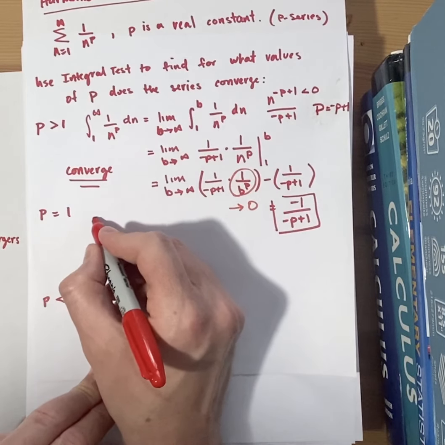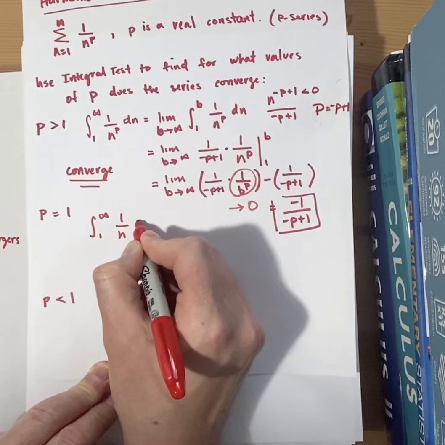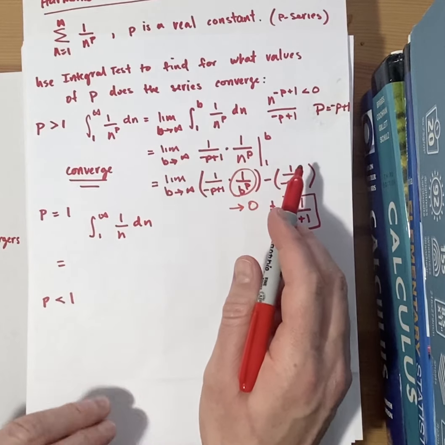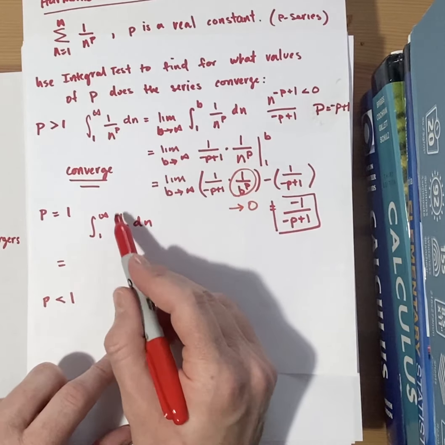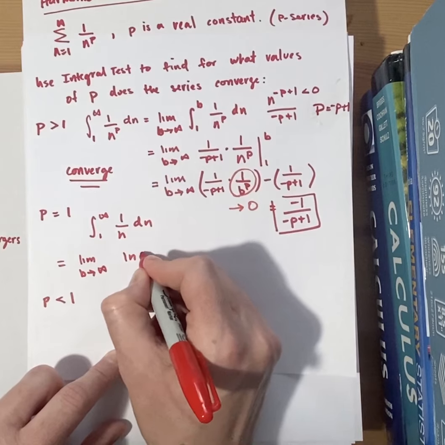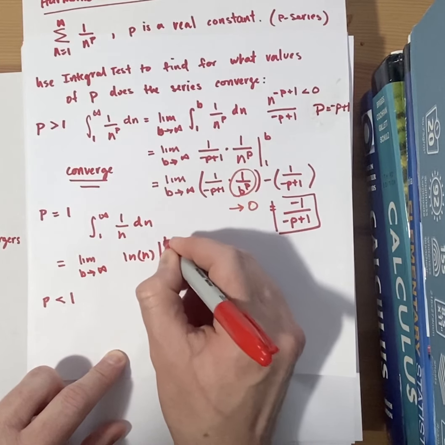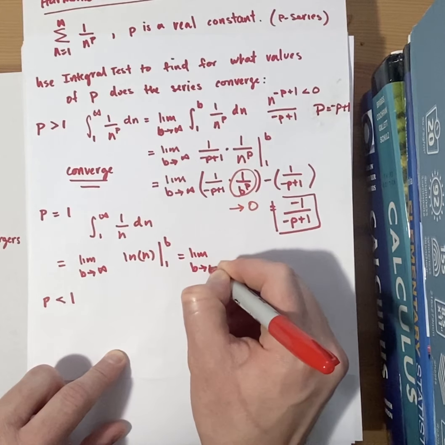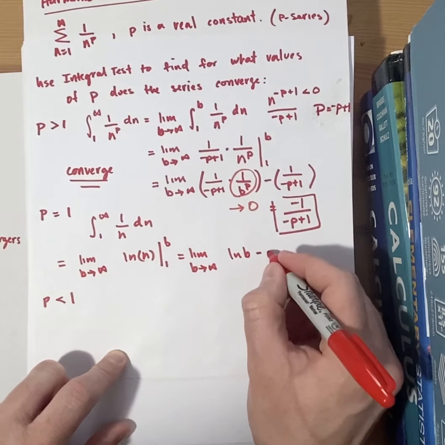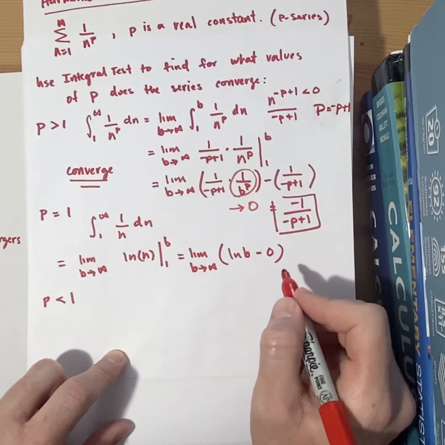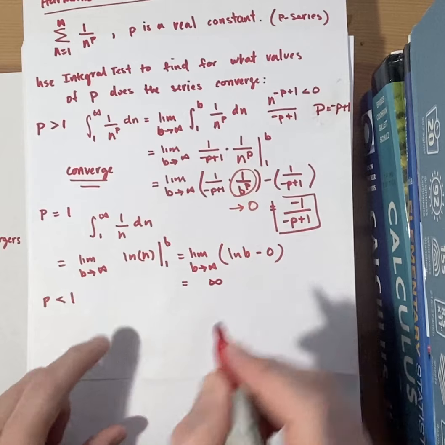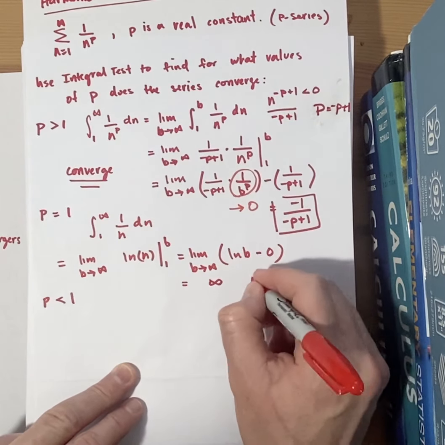Okay, so if P is equal to 1, we will have this notation here. Again, I'm not going to go through all this work again, but you get the idea. What would be your antiderivative of 1 over n? Well, that's going to be ln. So let's go back to this, and we have ln of n from 1 to b. So our limit, b goes to infinity, we get ln of b minus ln of 1, which is just 0. Now the limit as b goes to infinity, even though it's very, very slow, gives us infinity. So we would say this one diverges.